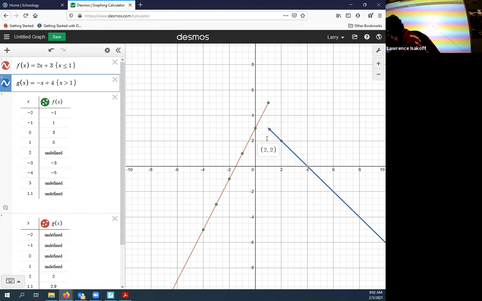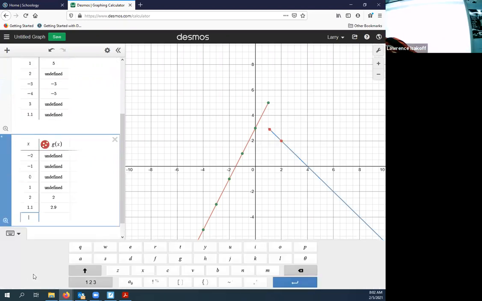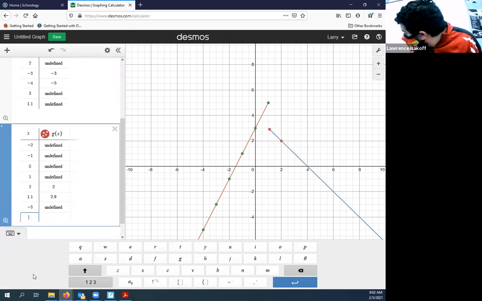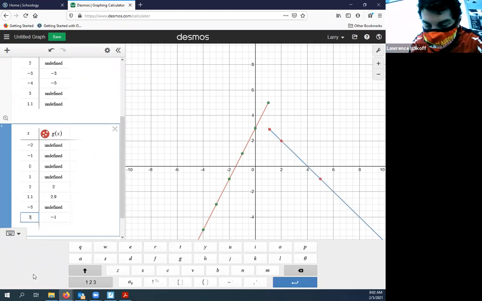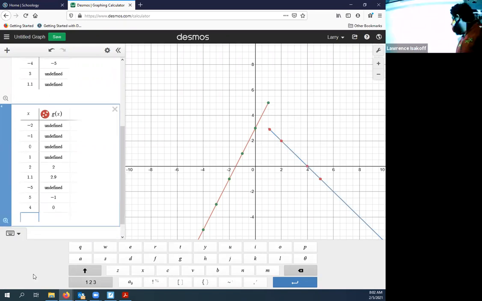But I can make up more points in this table too if I wish. Again, if I try and be like, oh, -5, that's undefined because that's not part of our domain, but 5 is, 4 is, we can just get points like that.